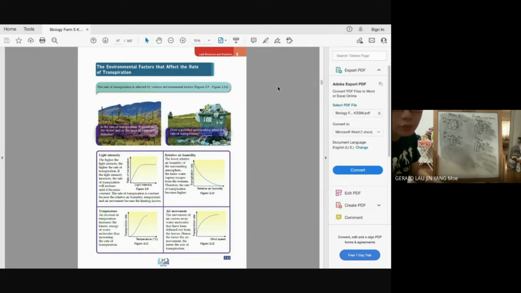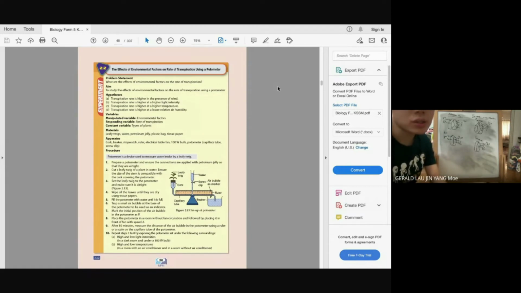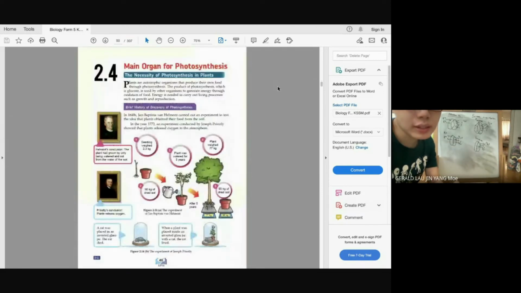Air movement also matters, because if your air movement is higher, very fast, the air and water molecules are all removed from the plant. That's why you need a higher rate of transpiration to produce the necessary water molecules to cool down the plant. Okay, so the potometer, this one you can look through yourself.